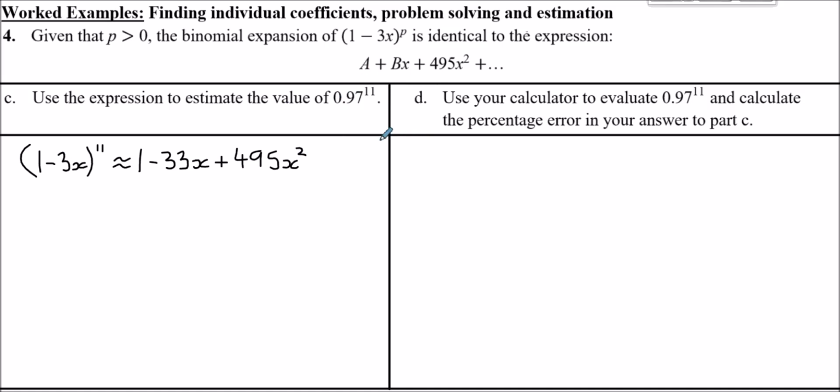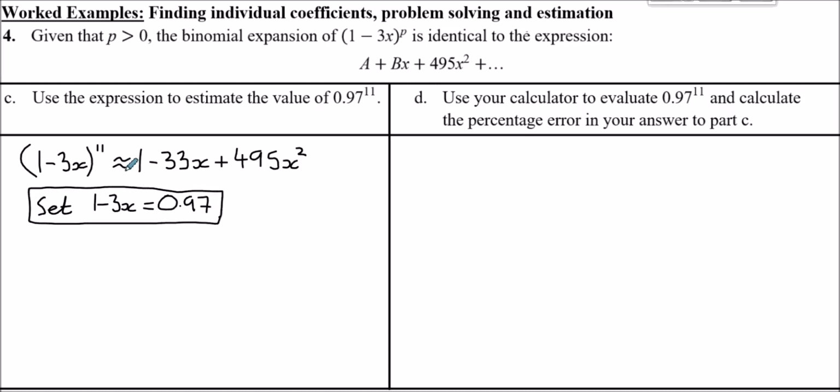Okay, so what we do now is we set 1 minus 3x, what we have in this bracket, equal to 0.97. So essentially we just give ourselves an easy equation to solve so we know what value to substitute into this to make it work. So if we arrange this equation, we'll clearly see that x equals 0.01. And that's what we're going to sub into the expansion.